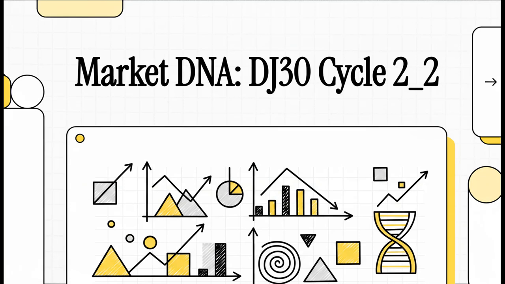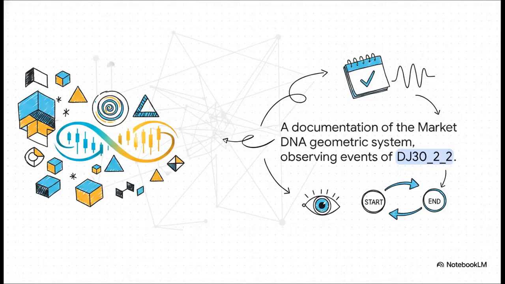All right, today we're doing a deep dive into the market DNA system. Specifically, we're going to walk through a case study for the Dow Jones, or DJ30, focusing on cycle 2_2. Now, our purpose here is really simple. We're just documenting the events of this particular cycle as they were recorded within the system's geometric framework. So think of this less as a prediction and more as a play-by-play observation. Let's see what the model recorded.